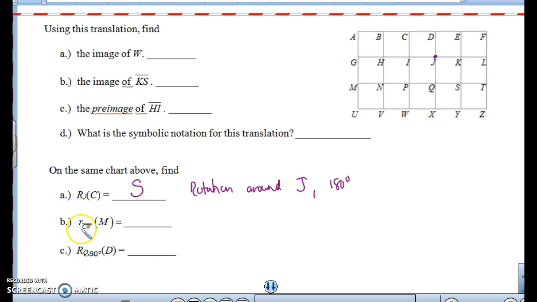All right, now what does the lowercase r mean? That means a reflection in or over CW. All right, so we are going to reflect over CW. So CW is this line right here. Now, how do you do a reflection? Well, here's M right here. Remember, it's perpendicular to the line of reflection, same distance on the opposite side.